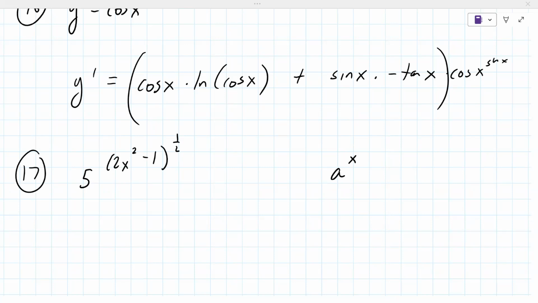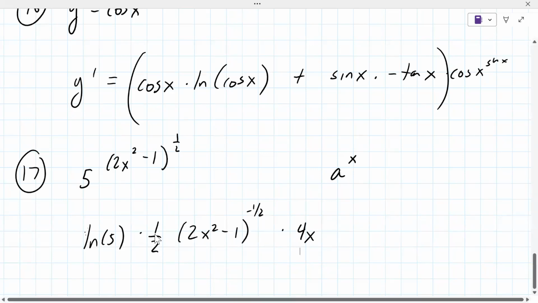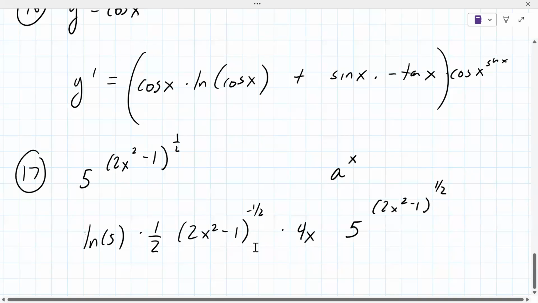Okay. So I did ln of 5 times 1/2 times 2x squared minus 1 to the power of negative 1/2 times 4x. And that's it. Anything else? No. Okay, so you're missing the original. The derivative of a to the x is always itself. Then everything else is correct.